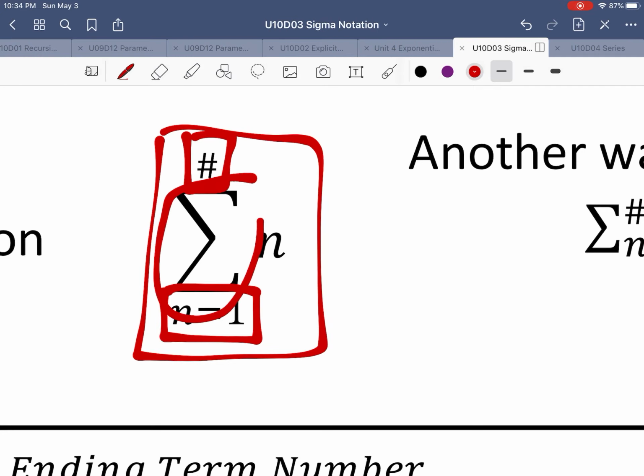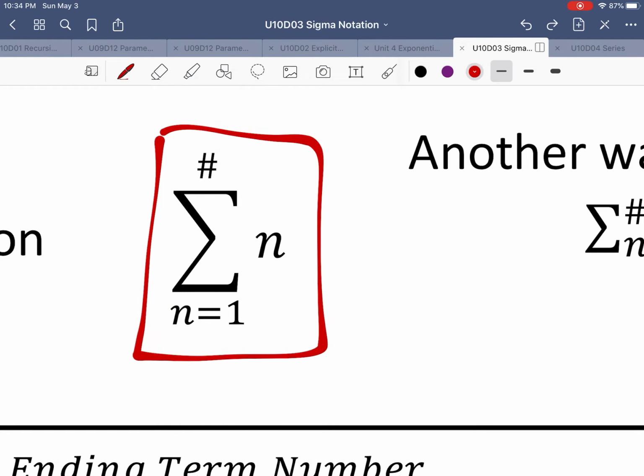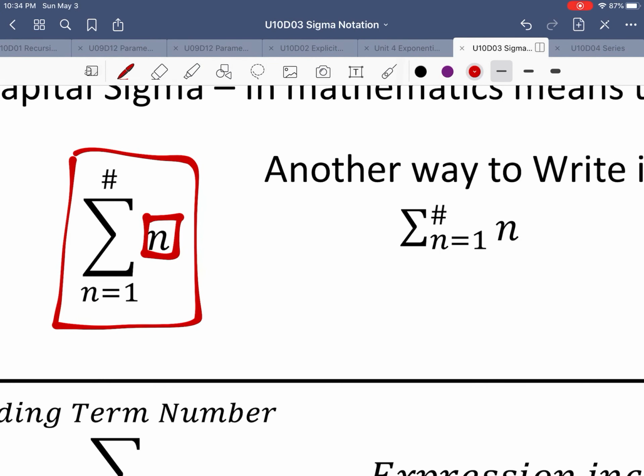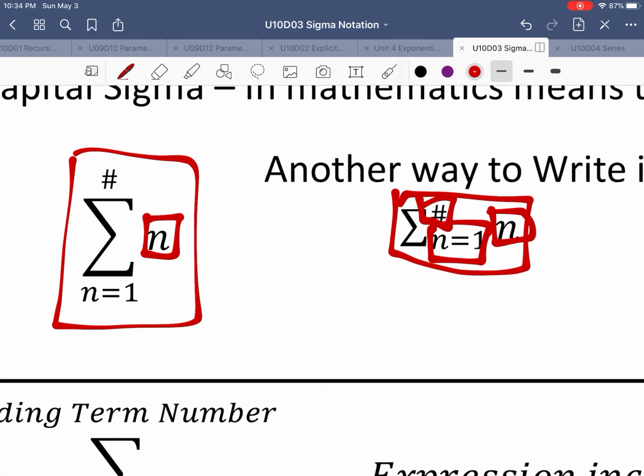This symbol is the capital Greek letter sigma, and it means to add. And over here would be a formula of some sort. Now, depending on the program used, this might also represent the same exact thing. So again, this would be the starting value, the ending value, and a formula. And all we would do would be adding up the values.